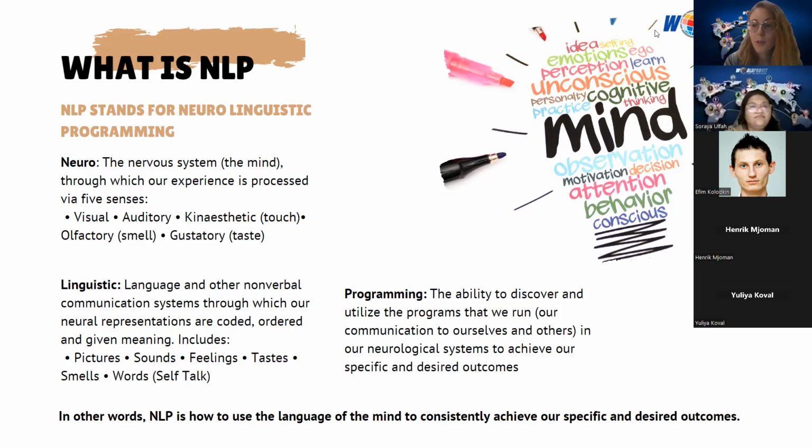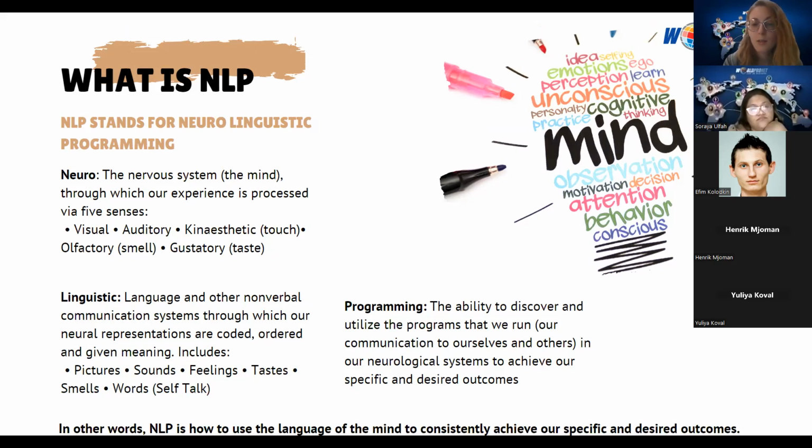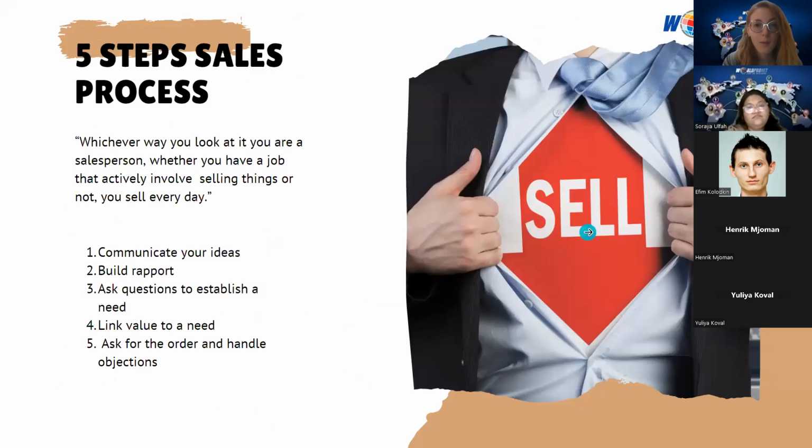And our brain works for the most efficiency. So if one time experience was coded and ordered, most probably all similar experiences will be stored and given the same meaning. So there will be a neurological path, which is like a program, right, in our mind, and we will have a very fast reaction to this experience. And of course, for each person, it will be different. In other words, NLP is how to use the language of the mind to consistently achieve our specific and desired outcome. Was that clear? So let's go to the sales part.